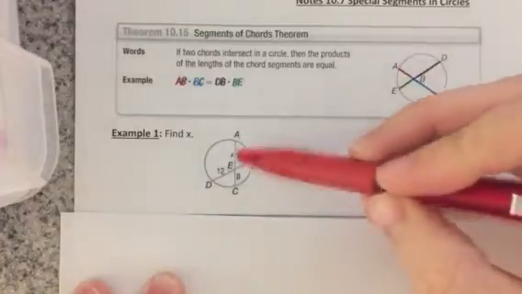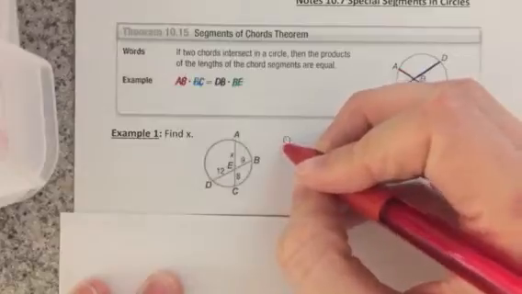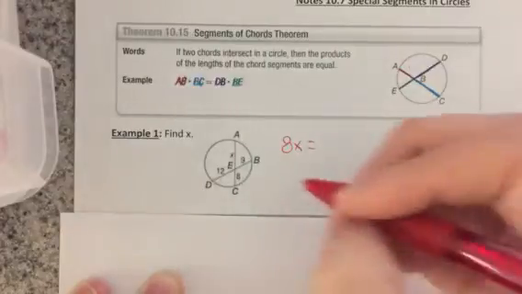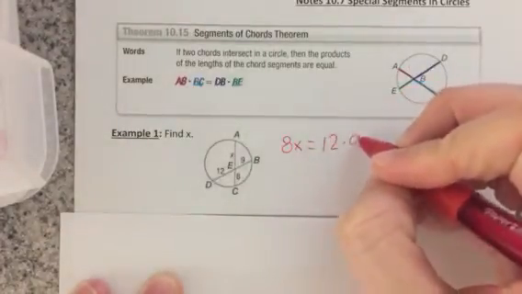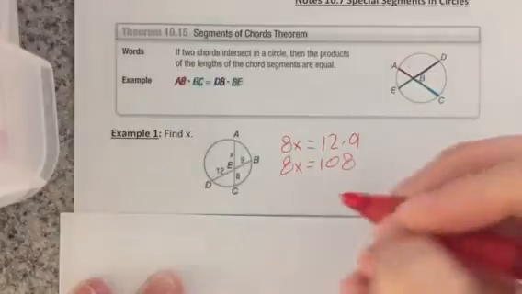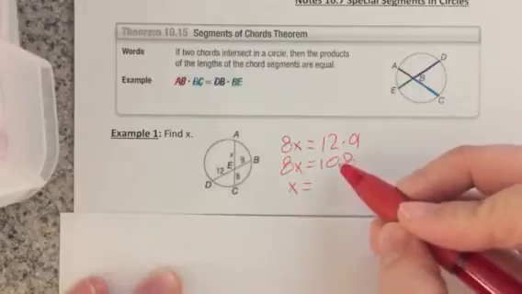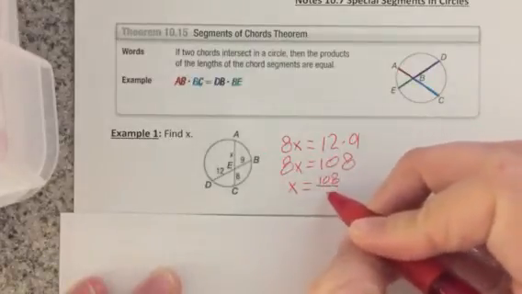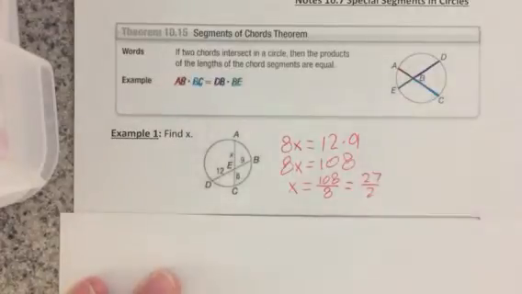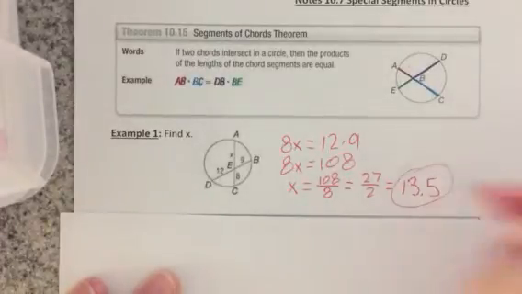So setting this up, I just take my chord, this part times this part, so x times 8, or we could call that 8x. And that is equal to 12 times 9, which is 108. All right, so we get 8x equals 108. Divide both sides by 8. You could leave that as a fraction, so 108 over 8. So 4 goes into both of those, so that would simplify to 27 over 2. Or if you just divide it out, you get a pretty easy decimal. It's just 13.5. So there you go.